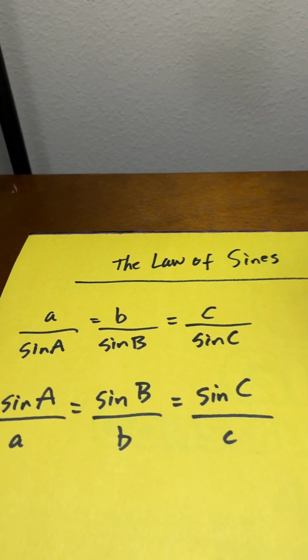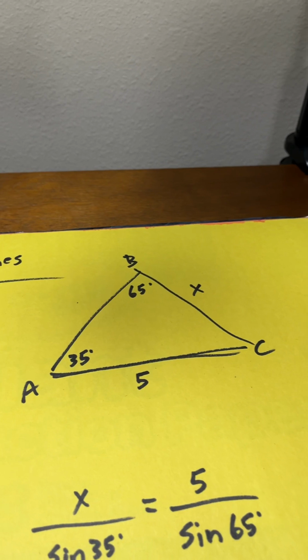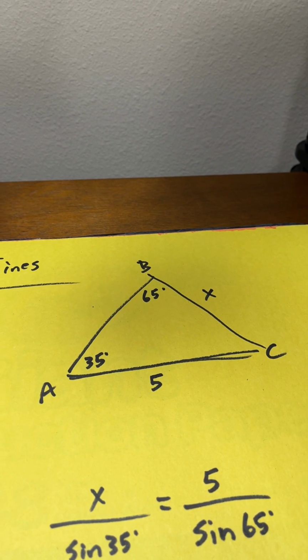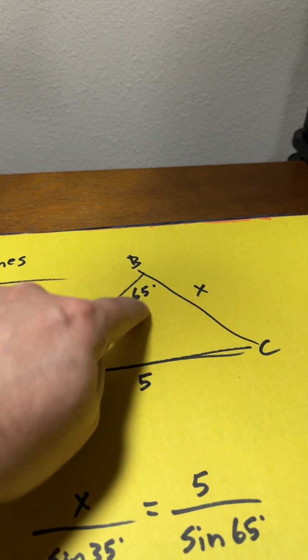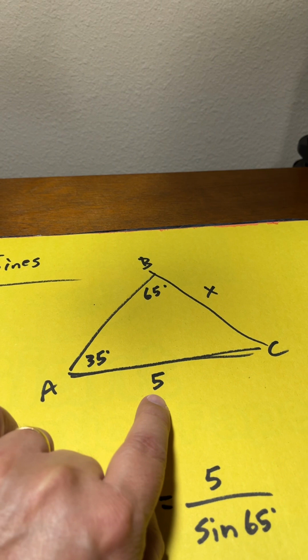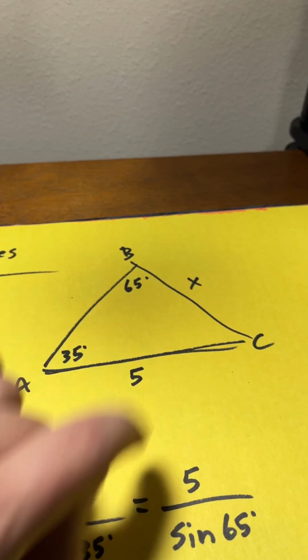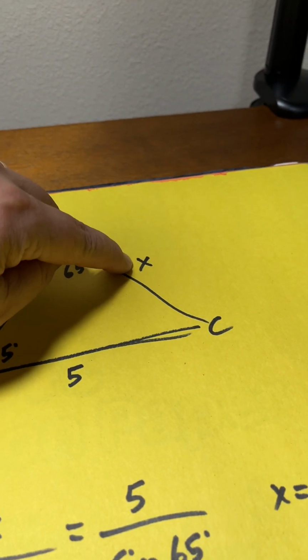Hey, let's do a little bit of trigonometry with triangles like this. So suppose you have a triangle like this. Angle A is 35, angle B is 65. Side B is going to be opposite angle B, so side B is 5. And we don't know what side A is. We'll call it X. So side A is going to be opposite of angle A.